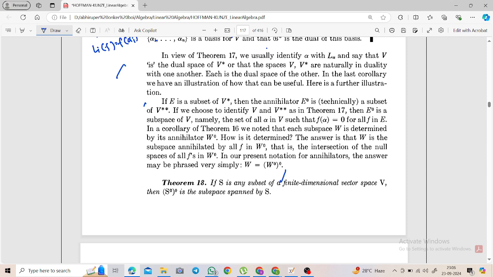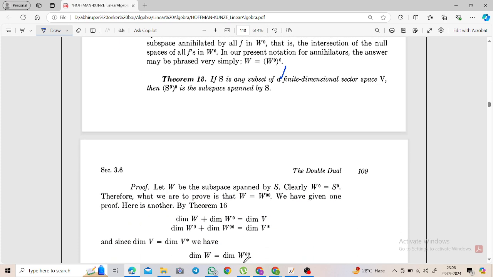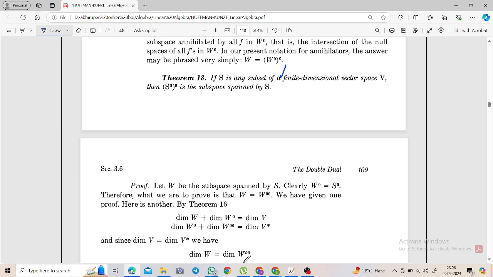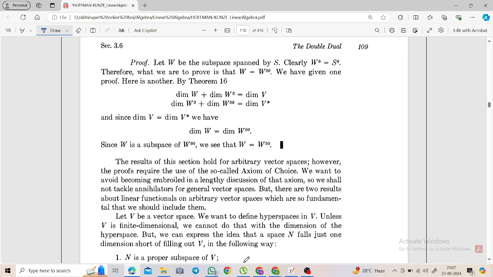Okay. So probably they have actually formalized the above discussion in this theorem. S is any subset of a finite dimensional vector space V. S naught naught is the subspace spanned by S. So the proof is the following: W be the subspace spanned by S. Clearly, W naught is S naught.